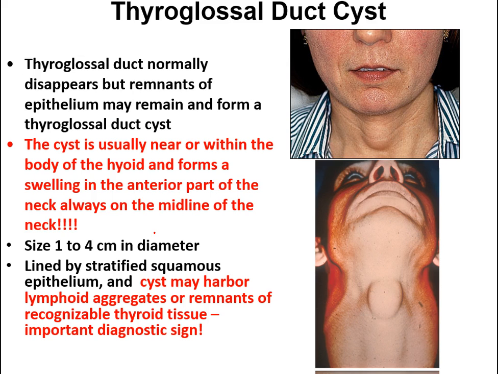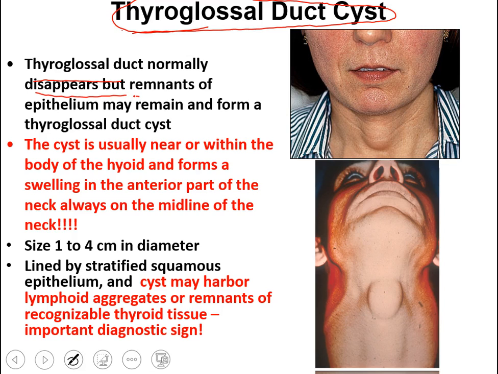Thyroglossal duct cyst. Now let's talk about deviations from normal development of the thyroid gland. And the first pathology I would like to mention is thyroglossal duct cyst. Thyroglossal duct normally disappears, as I mentioned before, after thyroid reaches its normal position, but remnants of epithelium may remain and form a thyroglossal duct cyst at any point along the path of thyroid gland descent.